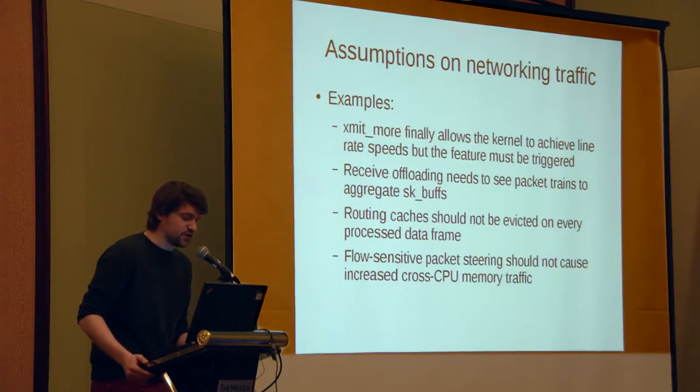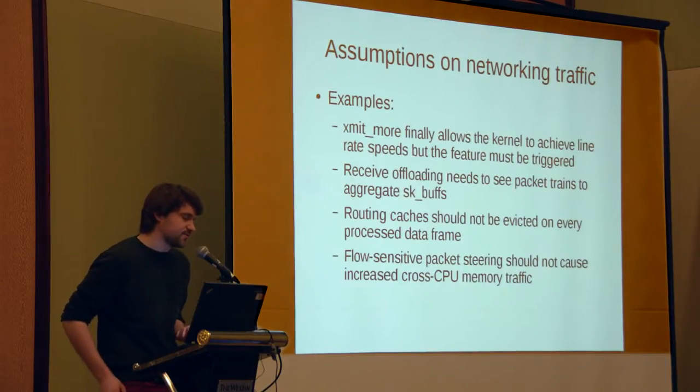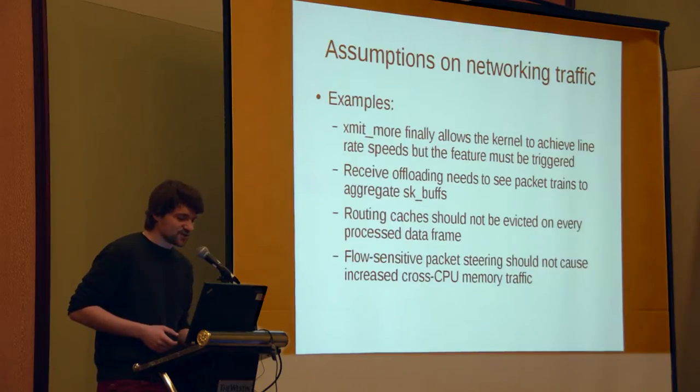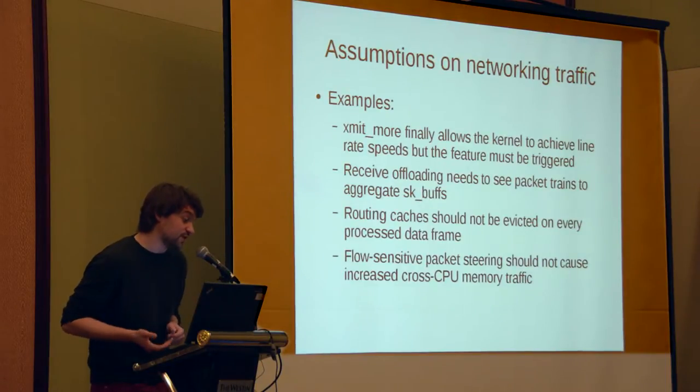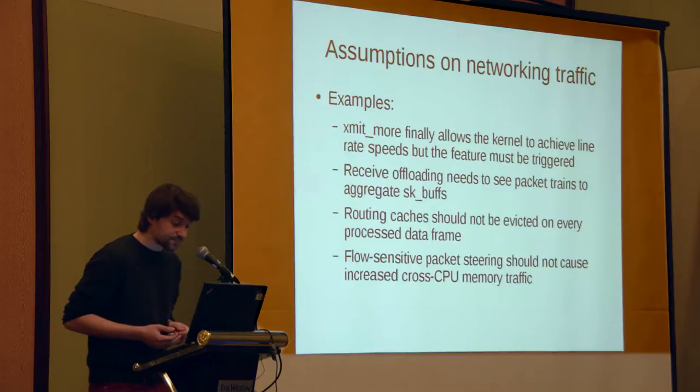During receive offload, we often see, or hopefully get, packet trains, which result in aggregated SK buffs. And we sometimes want to know if the aggregation is really working and aggregating stuff. We can also monitor if route caches evict destination entries all the time and try to reacquire them, or check if packet steering does not work correctly and we have cross CPU calls from some code.